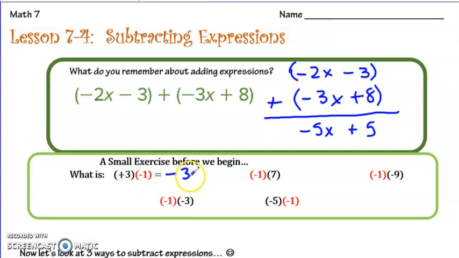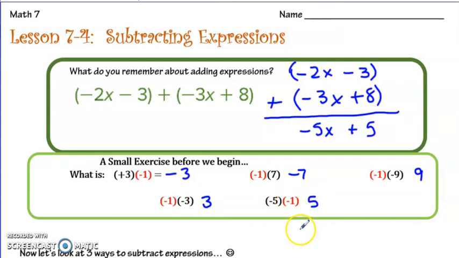So I'd like us to pause this quickly here, and I'd like you to finish all the rest of these, and let's check your work. So pause it, please. Okay, so negative 1 times 7 is a negative 7. Negative 1 times negative 9 is just 9. Negative 3 times a negative 1 is a positive 3. And a negative 5 times a negative 1 is a 5.